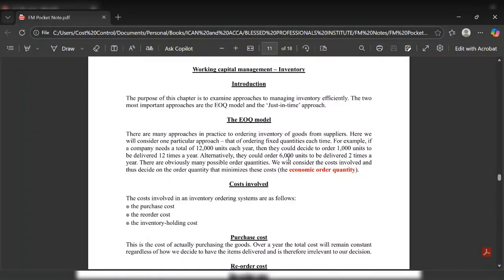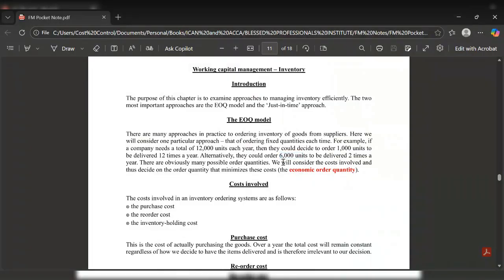Alternatively, they could also order 6,000 units to be delivered 2 times a year. Instead of ordering this inventory 12 times in a year, the organization on the other hand can decide to order these 12,000 units just 2 times. They can decide to order the first batch of 6,000 for the first order, and the second 6,000 in another period, and this will make up 12,000. This depends on what works best for each organization.